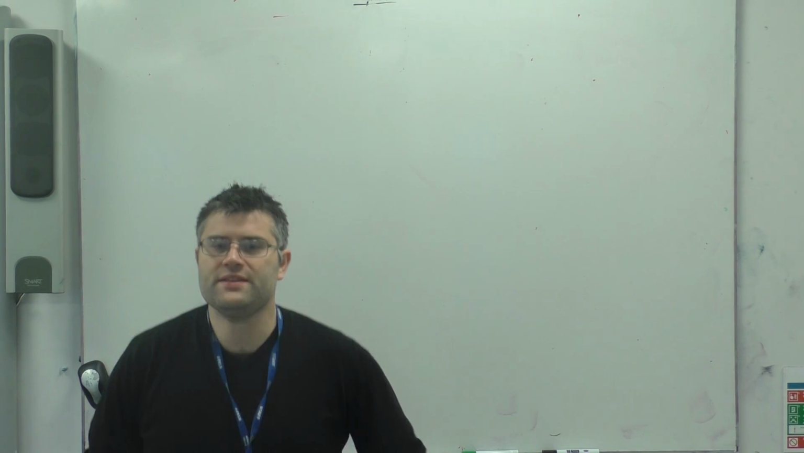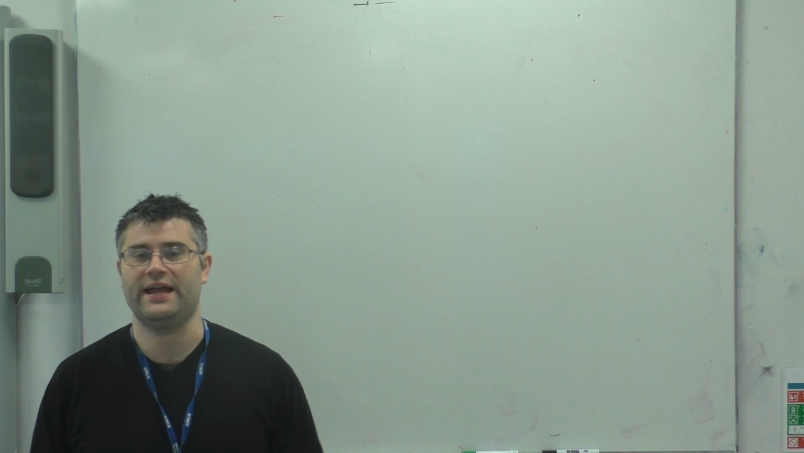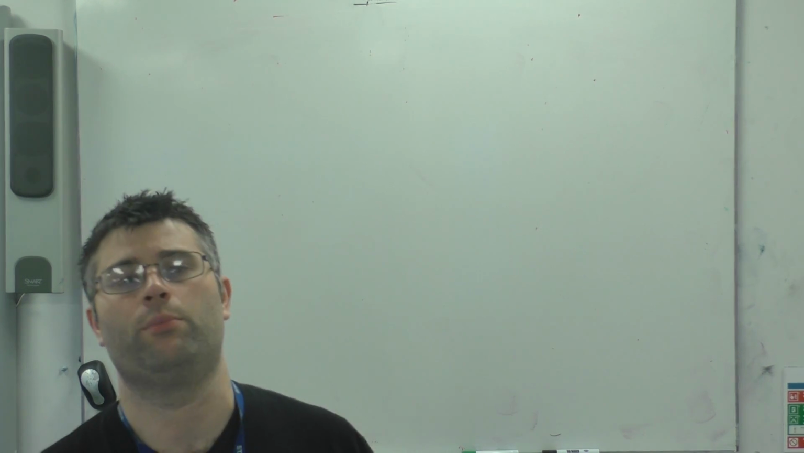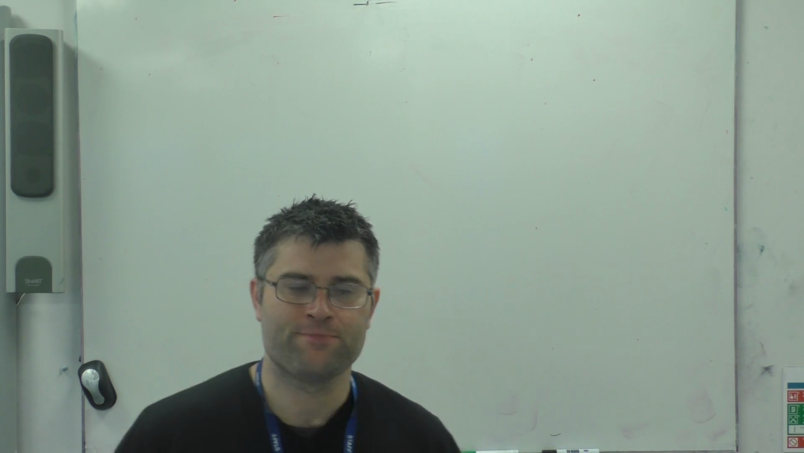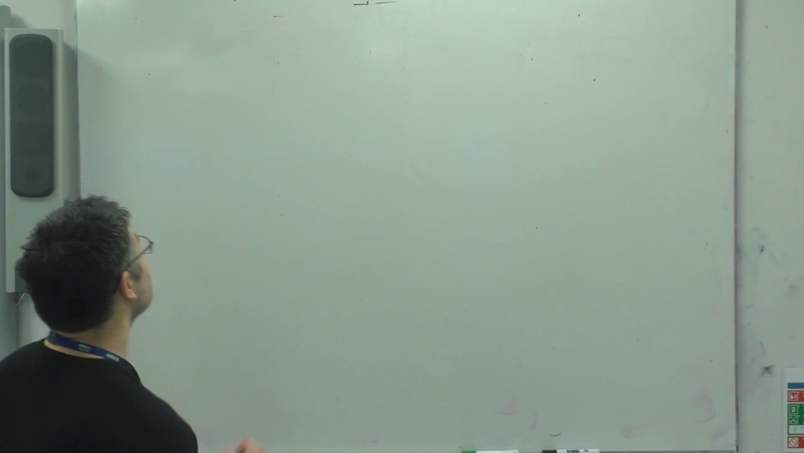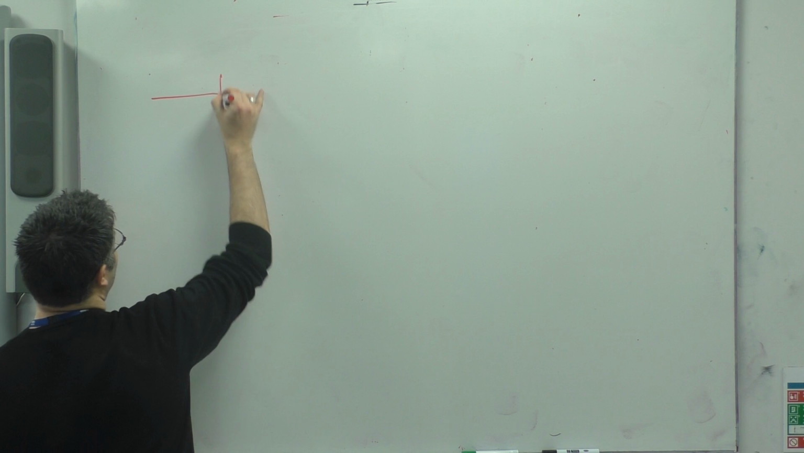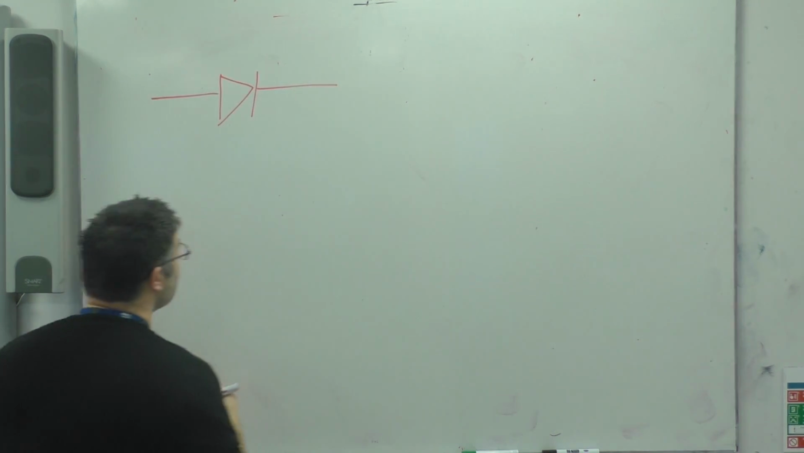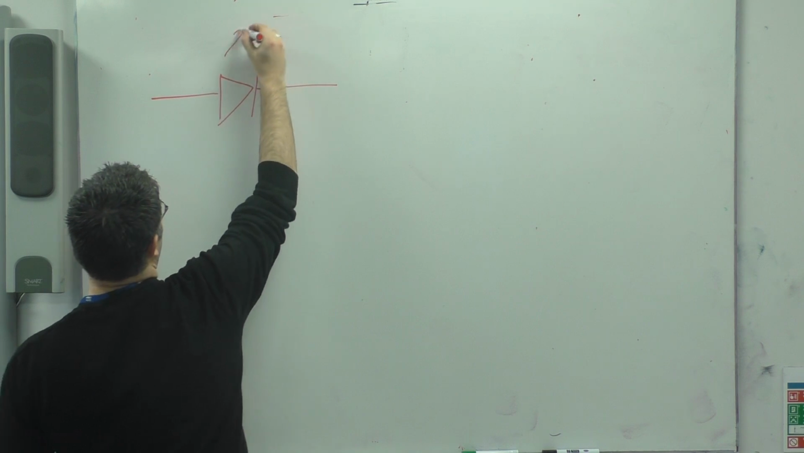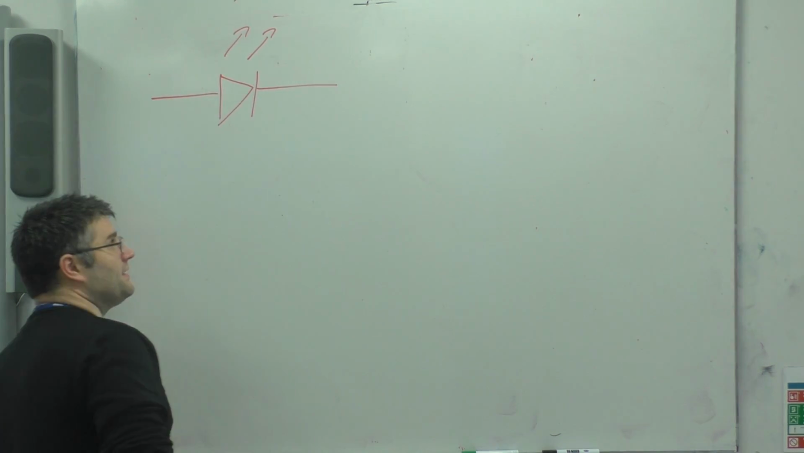Okay then, so in this video we're going to look at another component which is very, very important in terms of an IV characteristic, which is an LED. Well, an LED looks something like this. If you don't know what an LED looks like, it looks something like this. Now, just to remind you, an LED is a light-emitting diode.